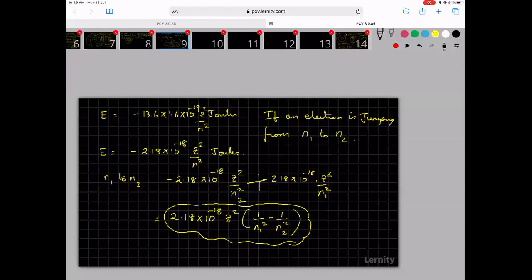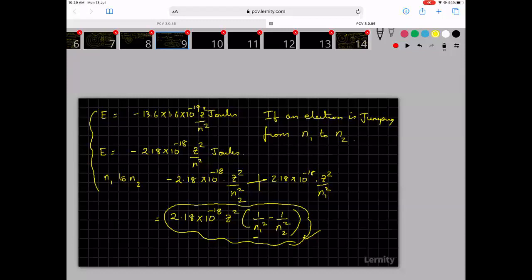Now the same thing I have put as a formula. It is impossible to remember these formulas. The only possibility is to learn how to work it out. So much energy is required, where n1 is the first shell and n2 is the second shell.